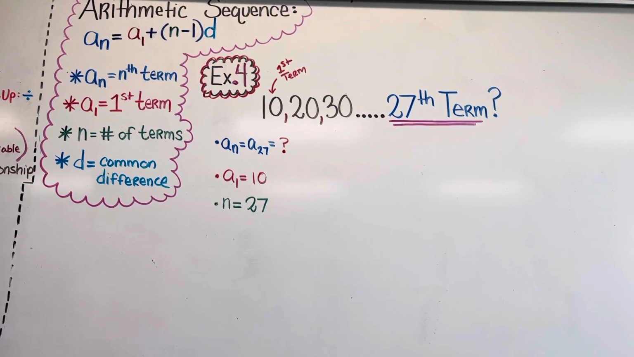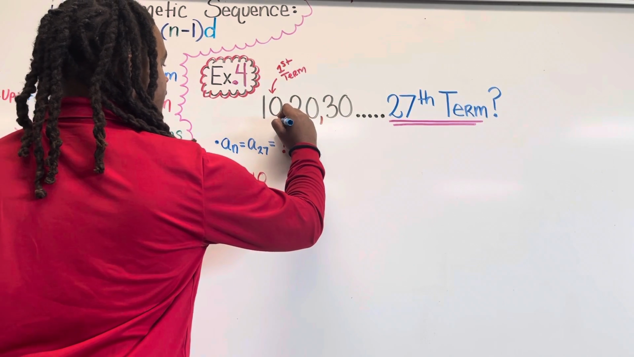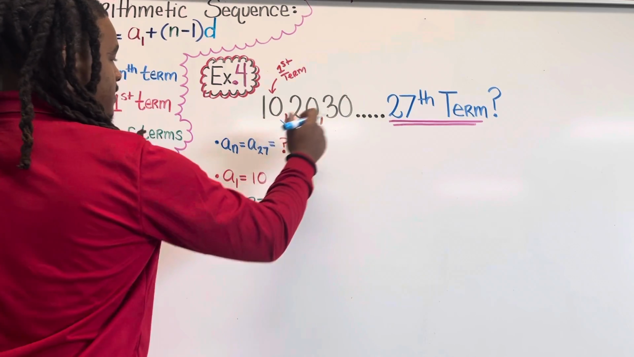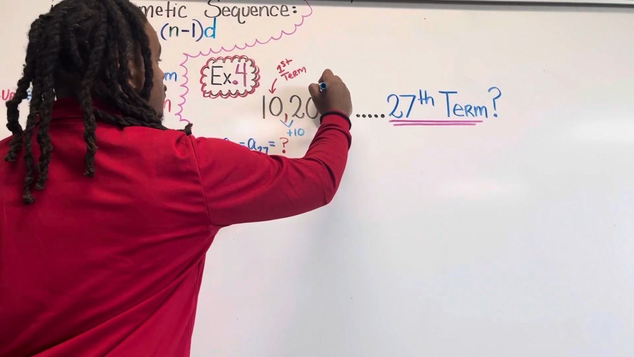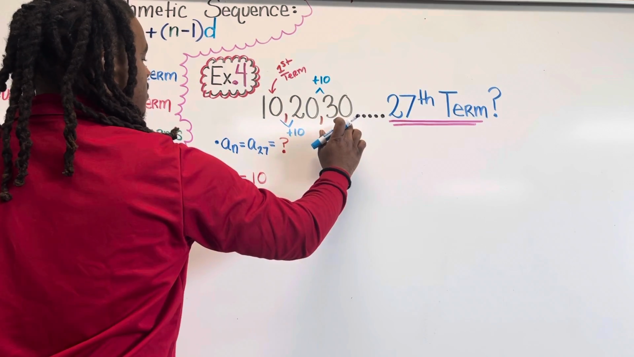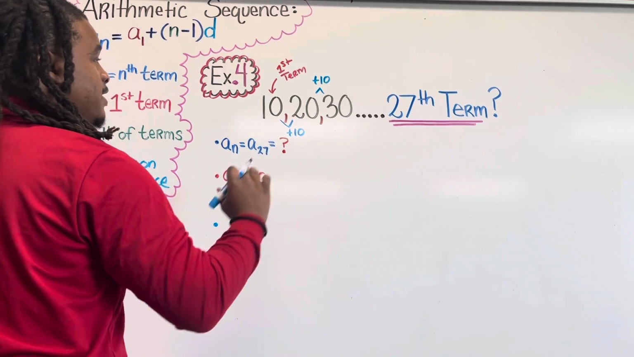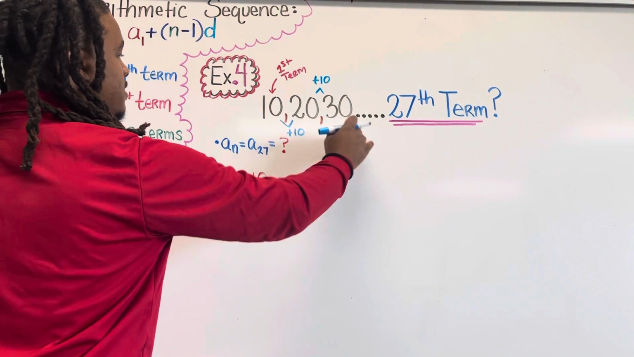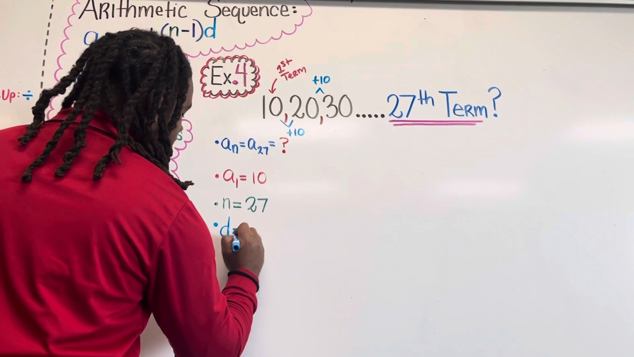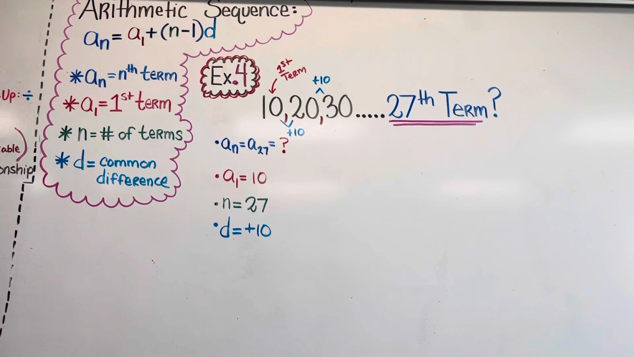And then d, which is the common difference. Okay, let's figure out the common difference. Now, for me to go from 10 to 20, I had to add 10 to 10 to get to 20. In order for me to go from 20 to 30, I had to add 10 to 20 to get to 30. So I'm quite sure that as we continue the sequence, it's plus 10 for each term, okay? So my d, which is my common difference, is going to be plus 10, or a positive 10.